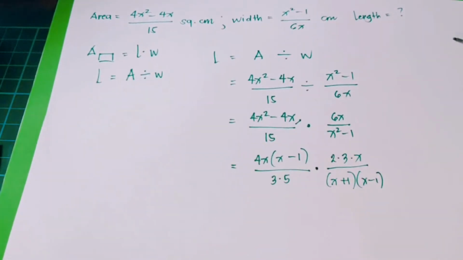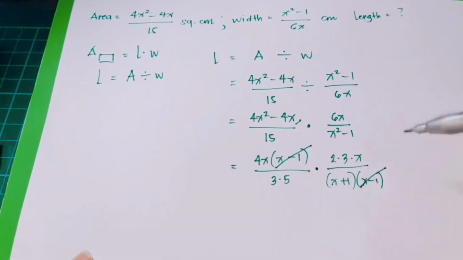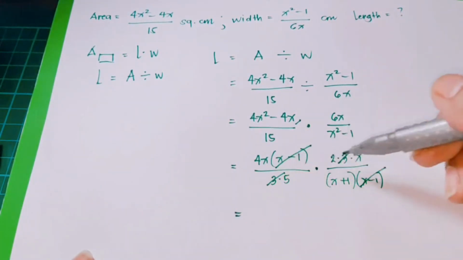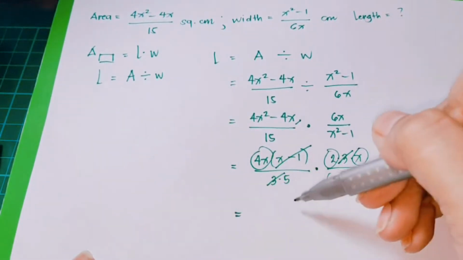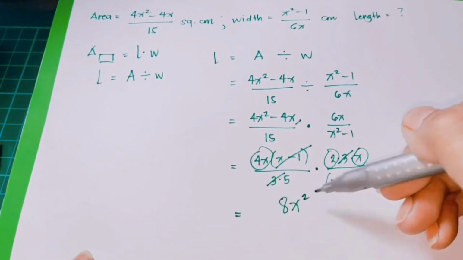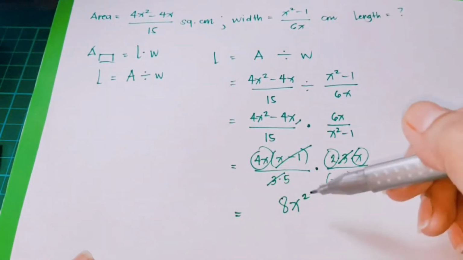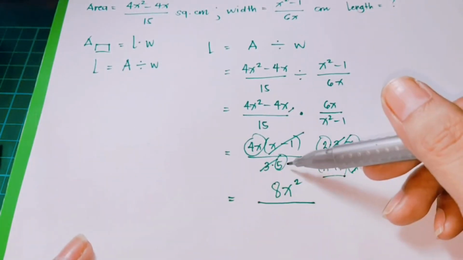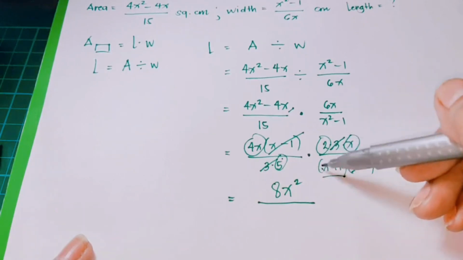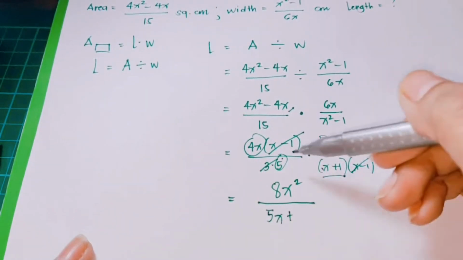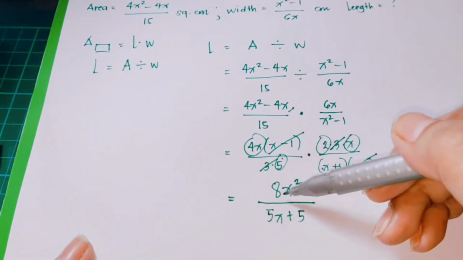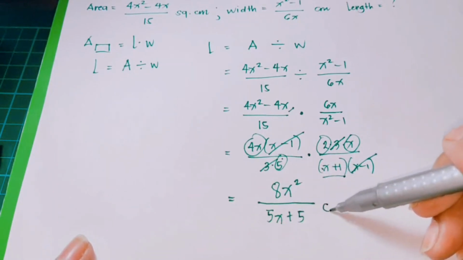Then now we can cancel common factors. So we have binomial x minus 1 and 3. So multiply the remaining factors in the numerator. We have 4x, 2, and x, and it is equal to 8x squared. So 4 times 2 is 8, x times x is x squared. Then in the denominator, we have 5 and x plus 1. So using the distributive method, 5 times x is 5x, plus 5 times 1 is 5. So the value of the length would be 8x squared over 5x plus 5 centimeters.